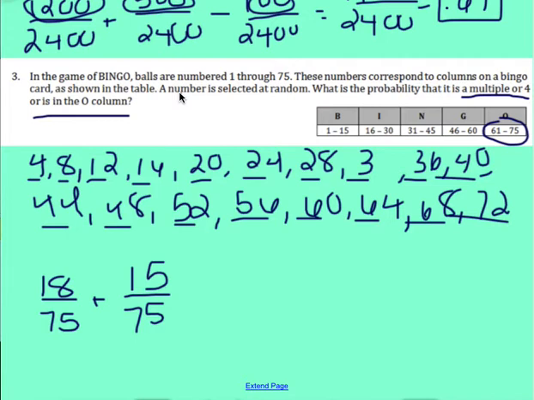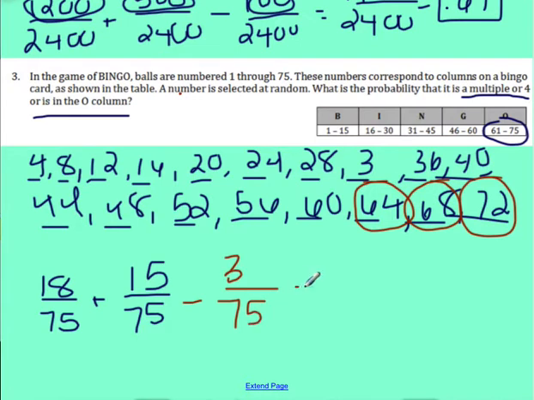So what I need to do next is figure out how many numbers in the O column are also multiples of 4. It starts at 61, so after 61, I have 64, 68, and 72. Those three numbers are multiples of 4, and they're also in the O column. So right now, they're being counted twice. That means I need to subtract them off. Since there's three numbers, I'm subtracting off 3 out of 75.